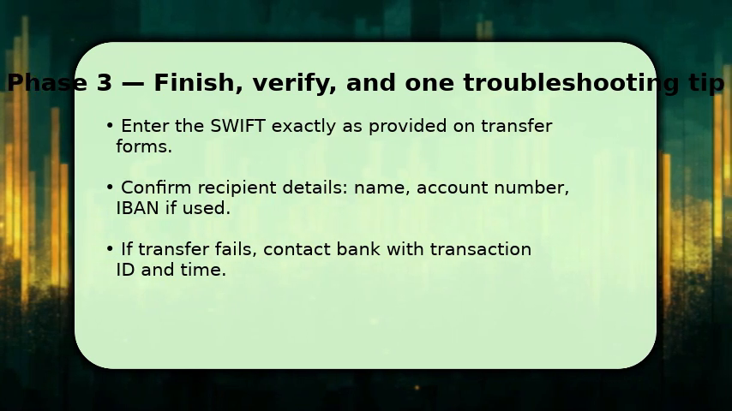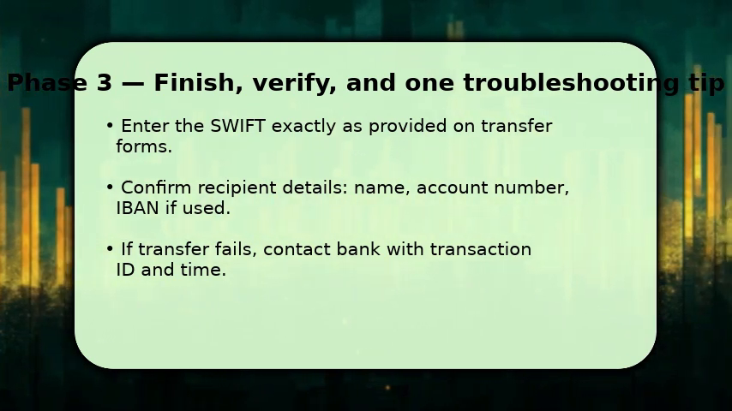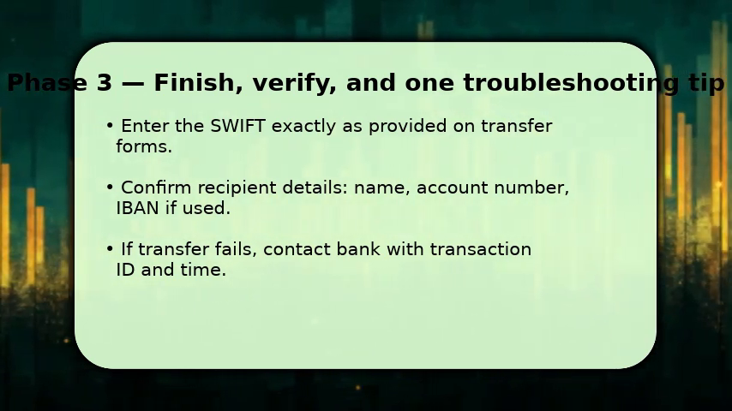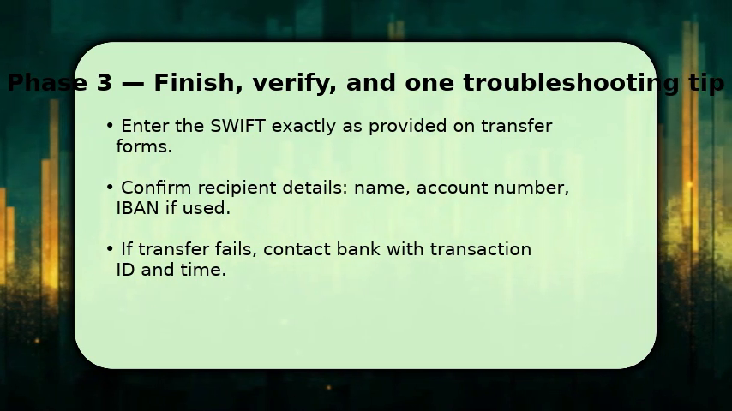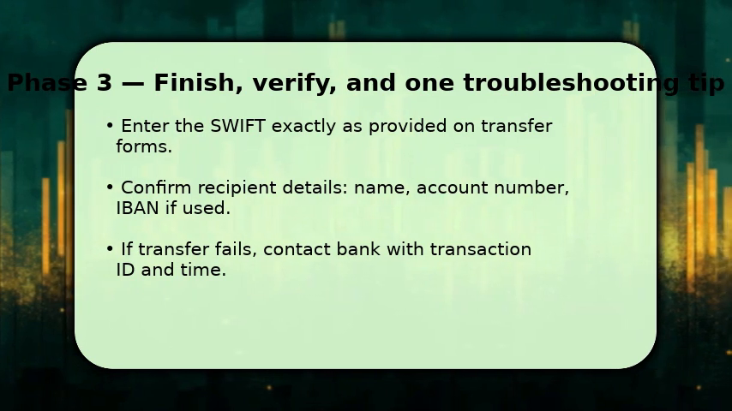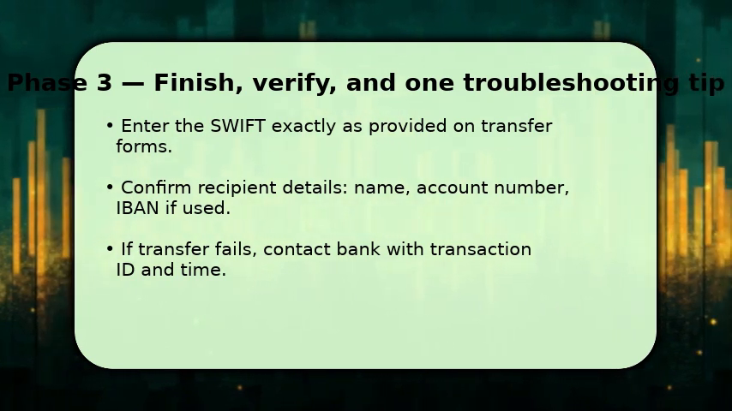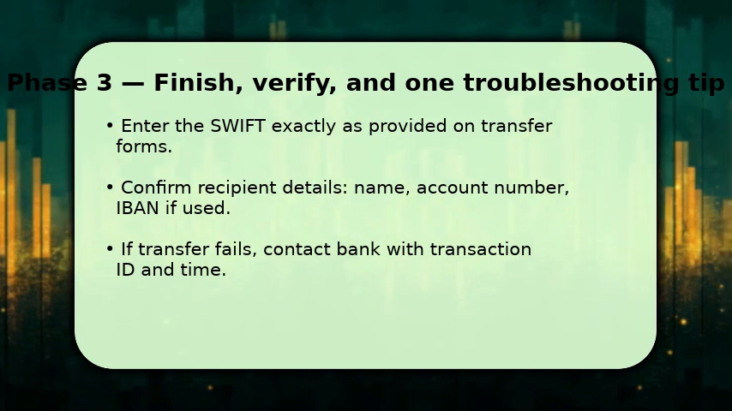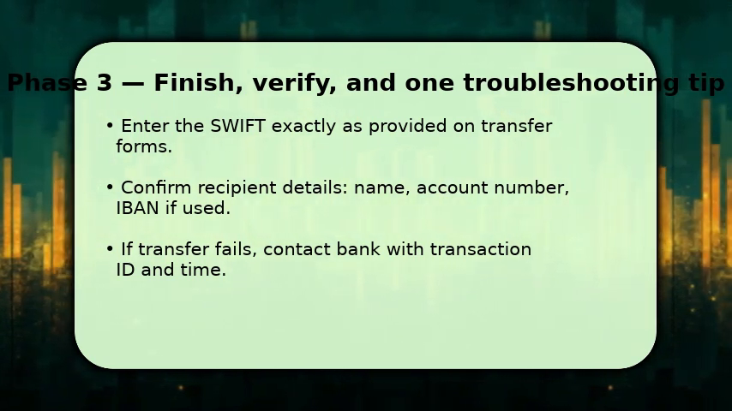If the transfer is rejected or delayed, gather the transaction ID, timestamps, and any error messages, then call Bank Muscat support and your sending bank. This speeds resolution. One troubleshooting tip: if code mismatch occurs, request the bank to reissue a corrected instruction or trace the payment immediately.